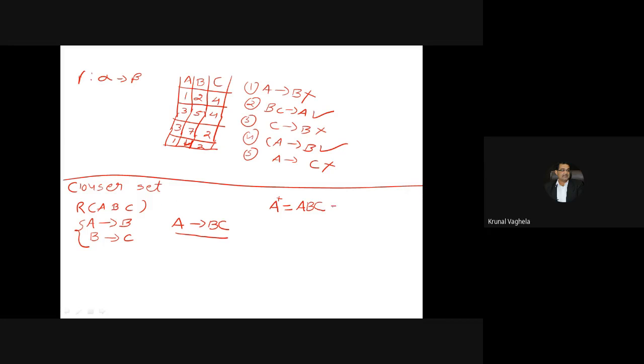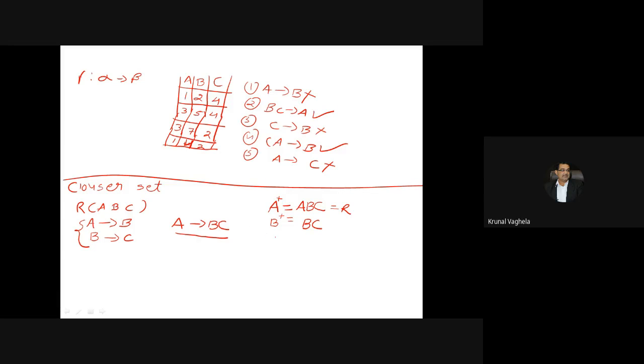So you can write like this: closure of A is R. R means the entire relation. If you are having value of A, you can find all the attributes of your relation, which is A, B, and C. Now, if I tell you to find closure of B, obviously I can find B, and if I am having B, I can find C, but I cannot find A, right? So closure of B is B and C.